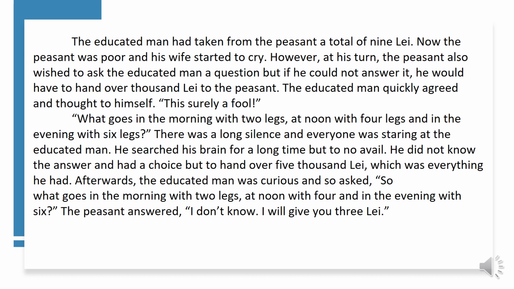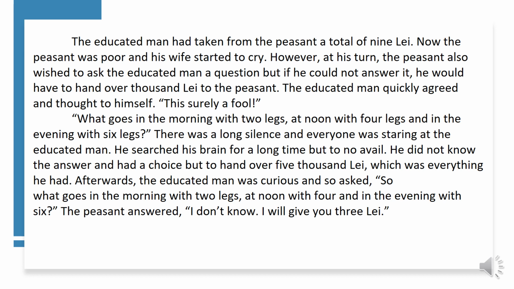Now the peasant was poor and his wife started to cry. However, at his turn, the peasant also wished to ask the educated man a question, but if he could not answer it, he would have to hand over 1,000 lei to the peasant. The educated man quickly agreed and thought to himself, this is surely a fool. What goes in the morning with 2 legs, at noon with 4 legs, in the evening with 6 legs?